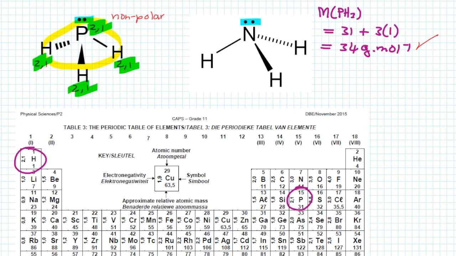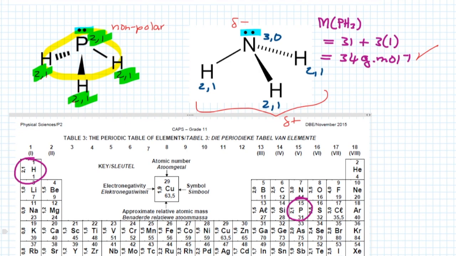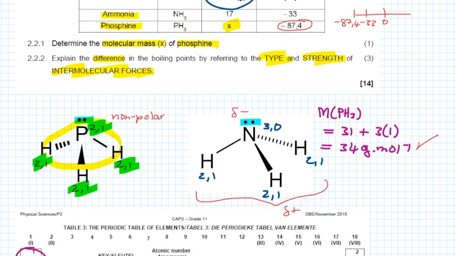If we take a look at ammonia, ammonia has nitrogen, which has an electronegativity of 3.0. Hydrogen is 2.1. And we therefore know that this substance has a slightly negative side and a slightly positive side. So since it has a slightly negative and slightly positive side, we can say that ammonia is polar.